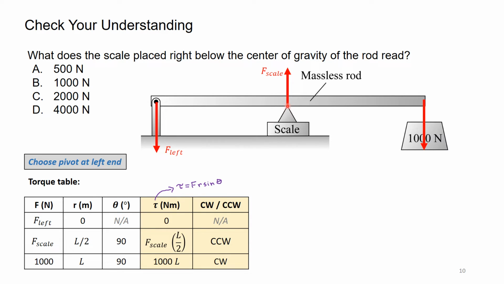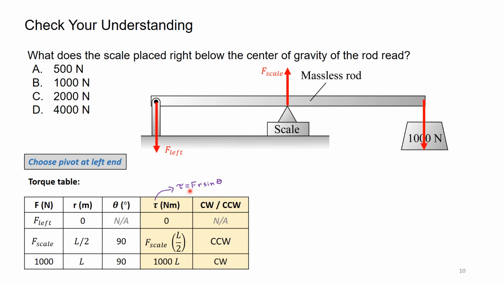So F scale is acting at the middle of the rod. And suppose the length of the rod is L. The question doesn't give us what the length of the rod is, but let's say the length of the rod is L. So the distance of the middle of the rod from the left end must be half of L. So that's what we plug in for R in the second row. R must be equal to half of L. And then the angle, so here the beam is horizontal, so the R vector is horizontal, and the normal force is pointing straight up, vertical. So if you have a vertical force and a horizontal vector, the angle between them must be 90 degrees. So we plug in 90 degrees for the angle for F scale.